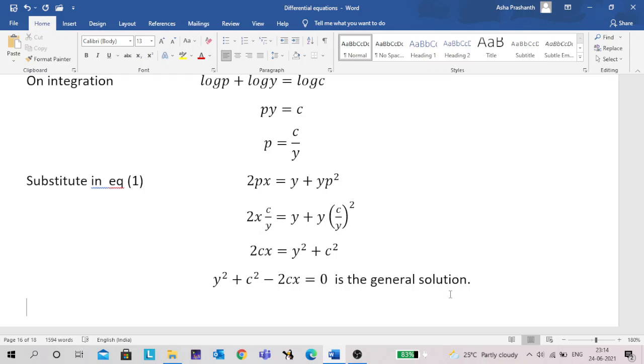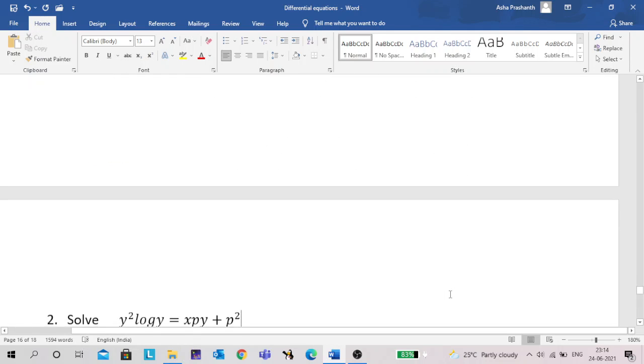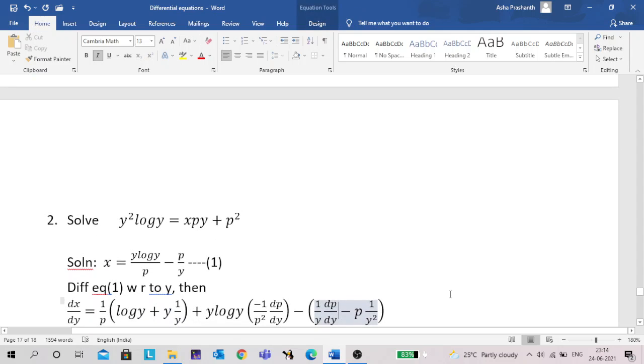Clear? Okay. So next we move on to the second problem. I have considered the second problem, y square log y is equal to xpy plus p square. Here also the same thing, right? First what we have to do? We should write x is equal to something.